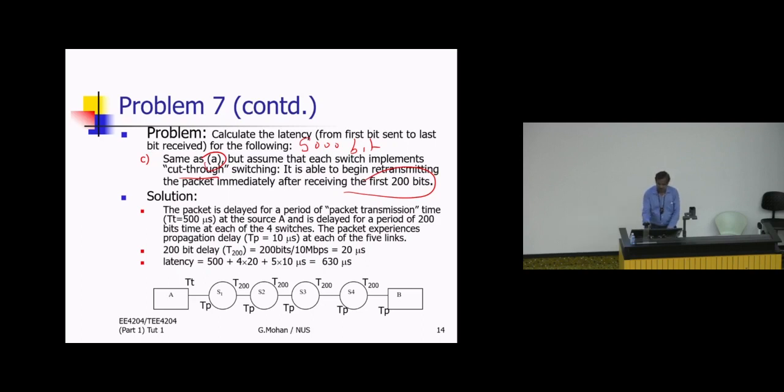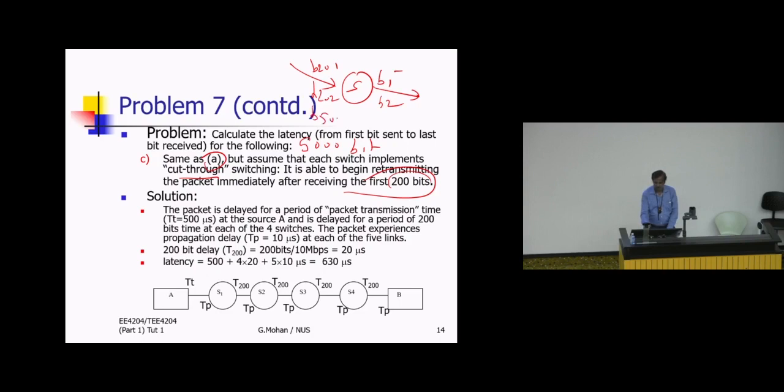That means if this is the switch, when it receives bit number 201, it starts transmitting bit number 1. In the previous case, only after it receives 5000 bits, only then it can transmit bit number 1 on the output link. But here, it waits for the first 200 bits. When it receives bit number 201, it transmits bit 1 simultaneously here. Similarly, when bit 202 is received, bit 2 is sent here.